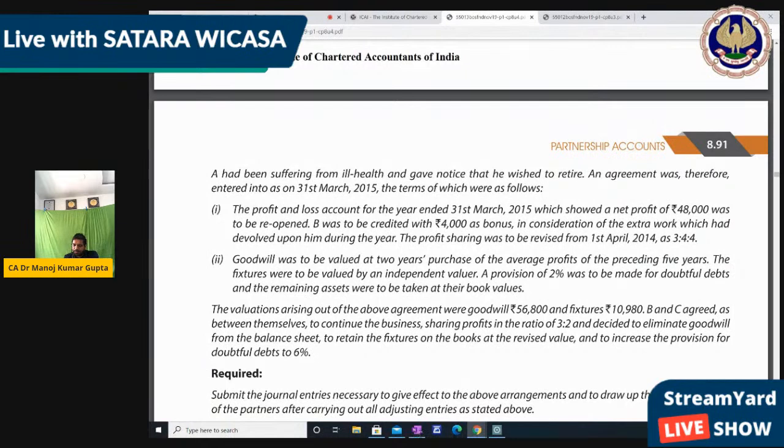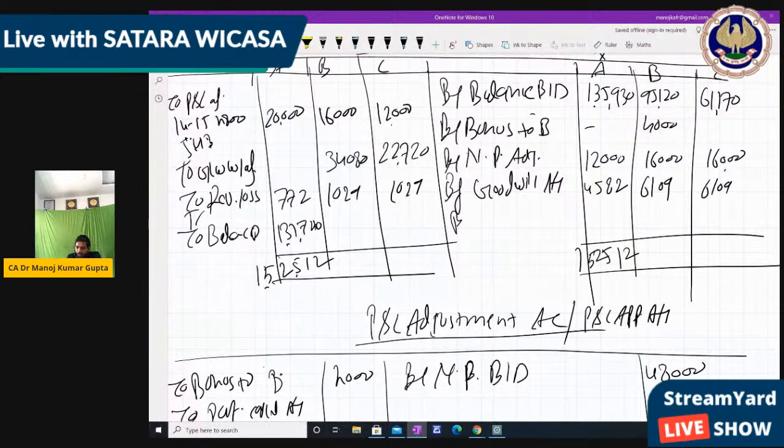The agreement was that A had been suffering from ill health and gave notice that he wishes to retire, and the retirement is to be on 31st March 2015, that was the condition, right? And we can assume that, since the question says draw up the capital account, we keep it as a loan, right? So this is loan: 131,740. Okay, and their balance will be kept as balance carried down.